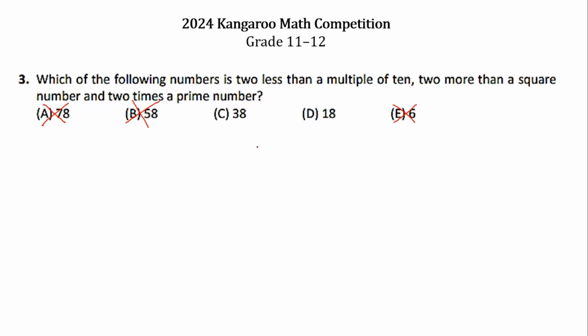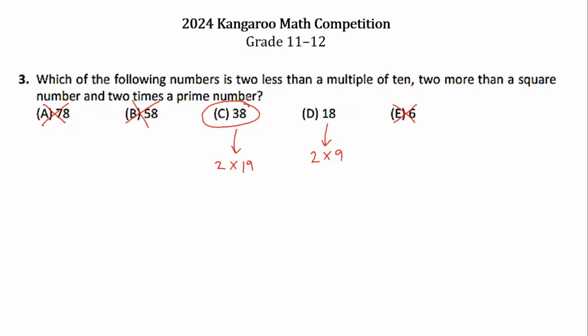Third condition, the number is also 2 times a prime number. Take note that 18 is 2 times 9, and 9 is not a prime number. On the other hand, 38 is 2 times 19, and 19 is a prime number. So the answer here is option C.